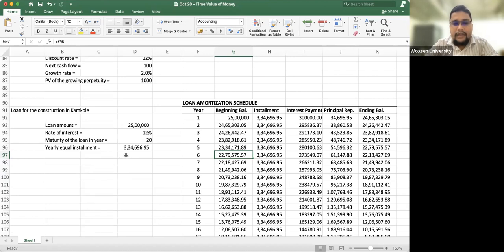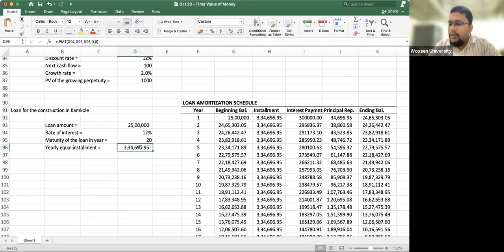I was talking about the installment and why it is an annuity, right? Have you understood that it is an annuity? Can you tell how yearly equal installment is calculated? I will tell you how the yearly installment is calculated. But before that, you have to understand that it is an annuity.